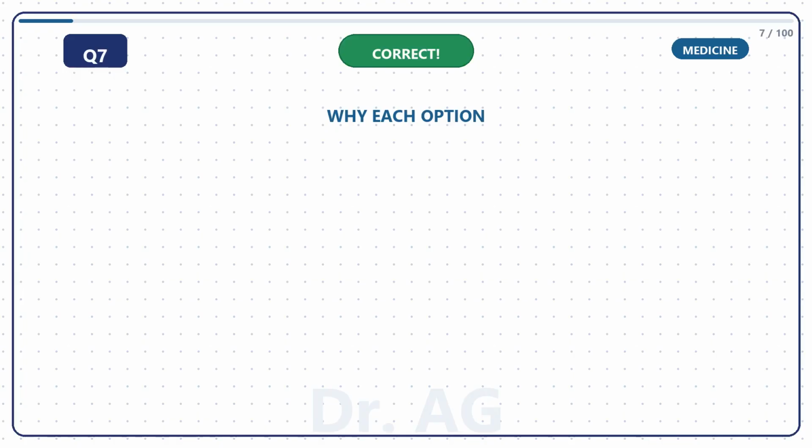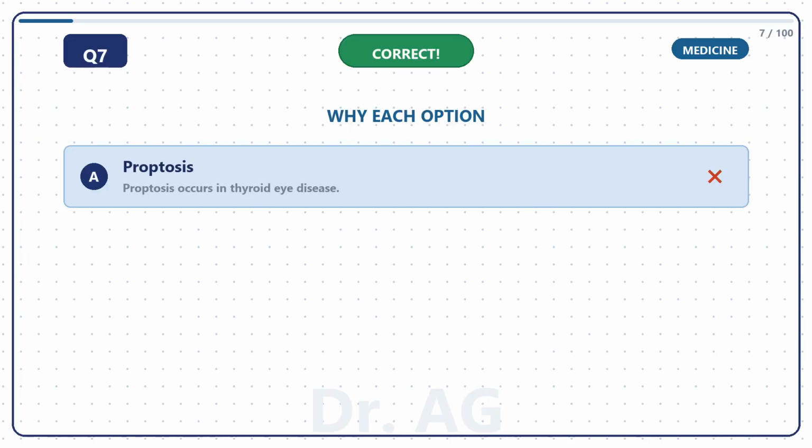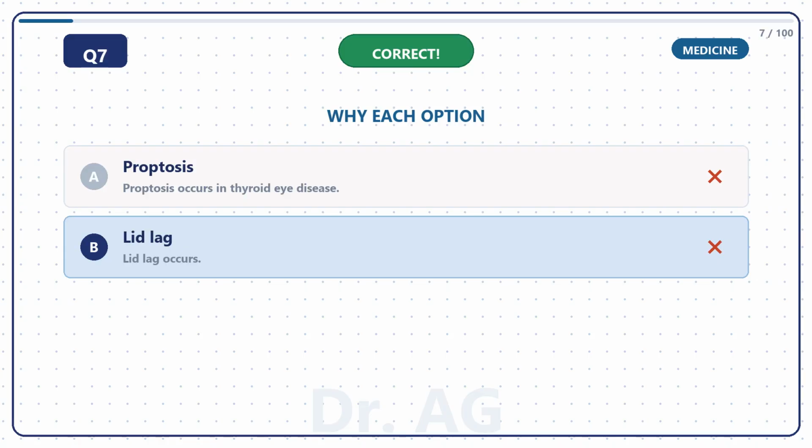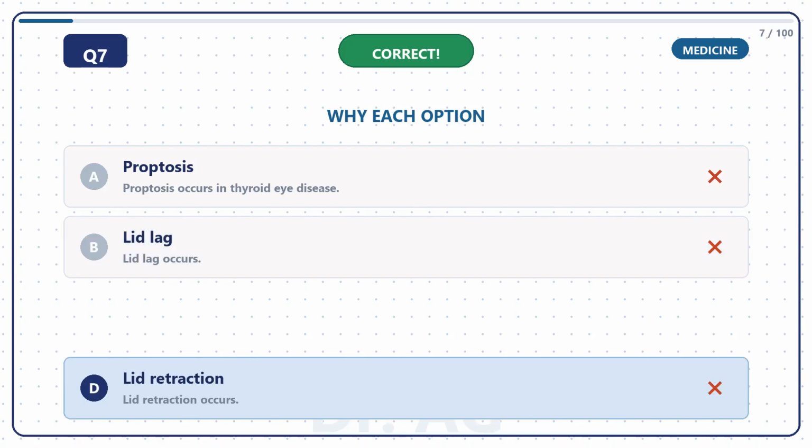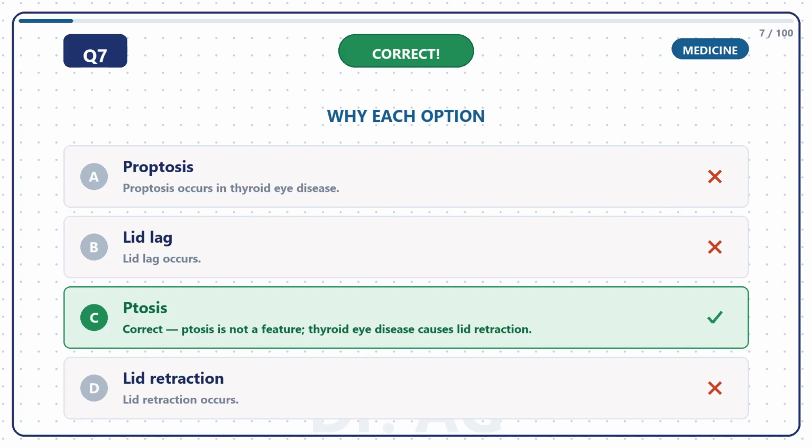Let's go through the options. Proptosis. Proptosis occurs in thyroid eye disease. Lid lag. Lid lag occurs. Lid retraction. Lid retraction occurs. And the correct answer is ptosis. Correct. Ptosis is not a feature. Thyroid eye disease causes lid retraction. So, the right answer is option C.